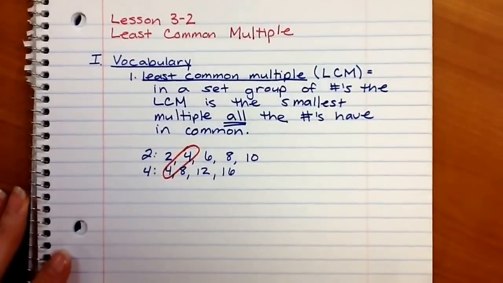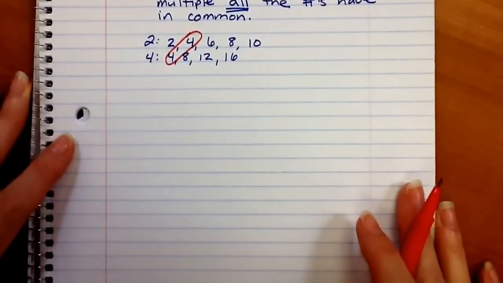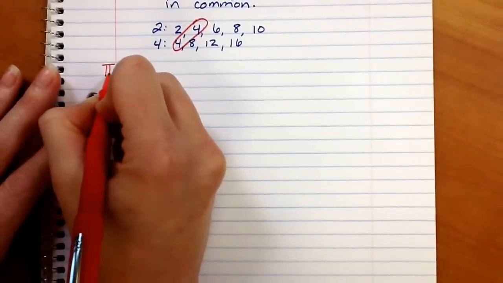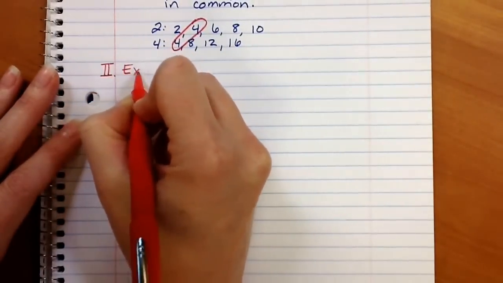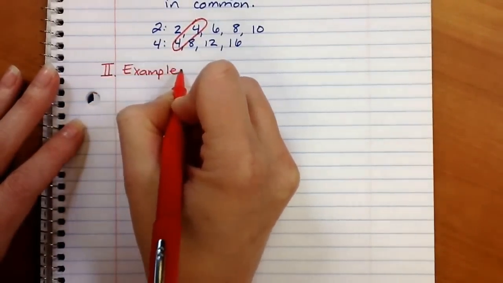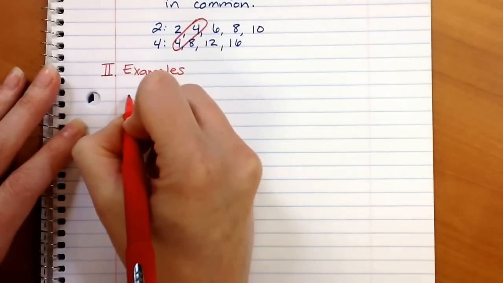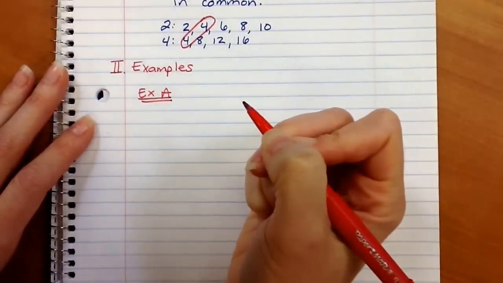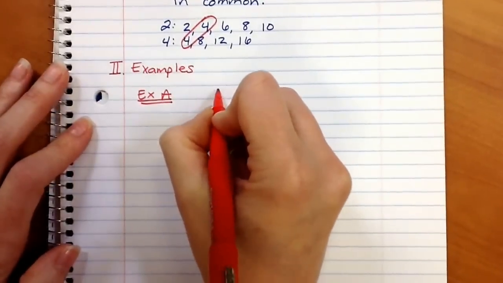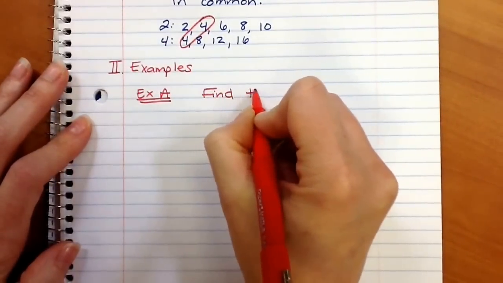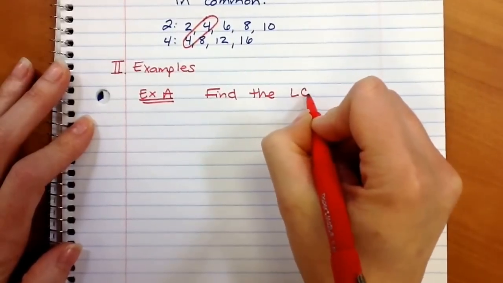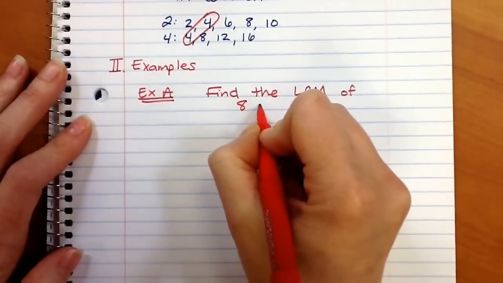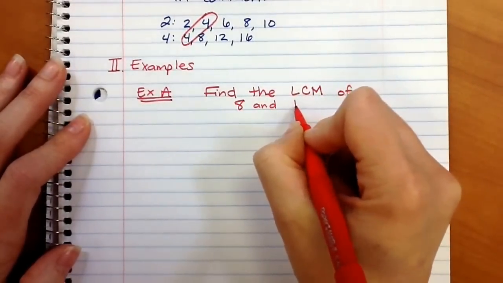So, how do we find least common multiple? This is what I'm going to be teaching you today. So let's label our journals with examples. I will give you 2 examples today. Example A is going to ask us to find the LCM, least common multiple, of 8 and 10.